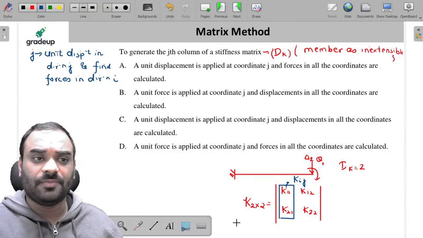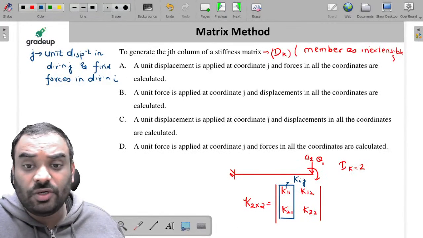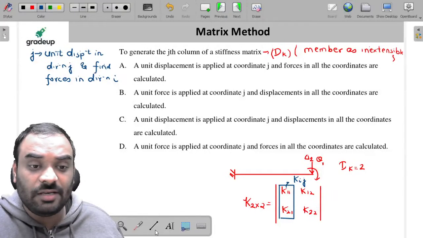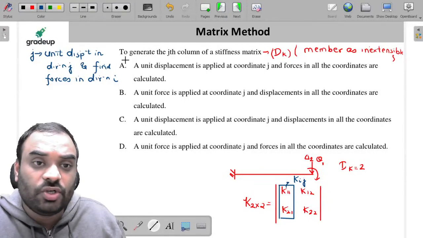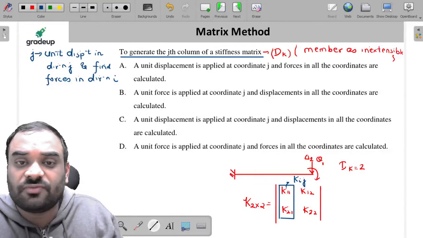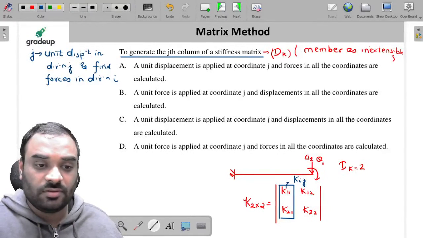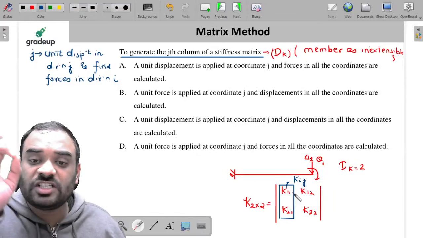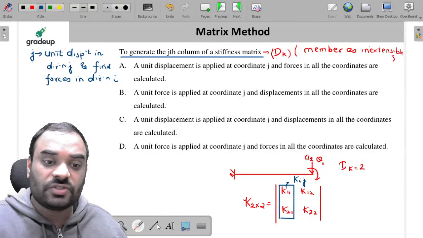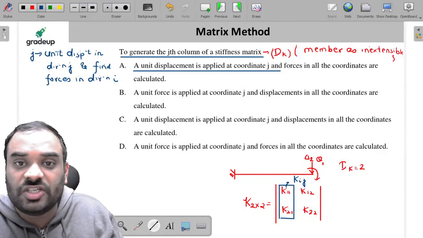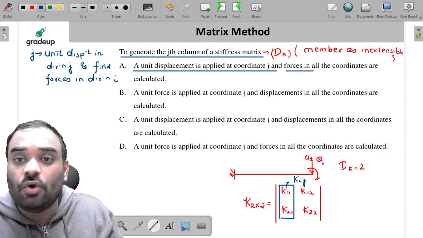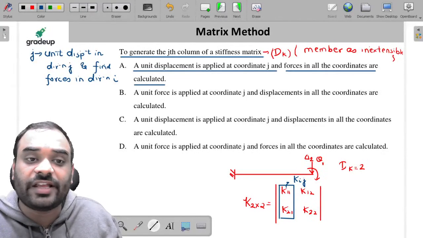It is very simple, right? Now my dear friends, you are able to understand, right? Now tell me what will be the answer of this question. To generate the jth column of stiffness matrix, what we have to do? Listen carefully. We are giving unit displacement in direction J. So unit displacement in direction J and forces in all the coordinate direction are calculated.